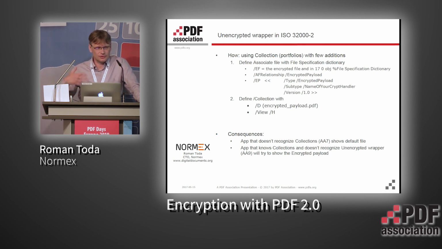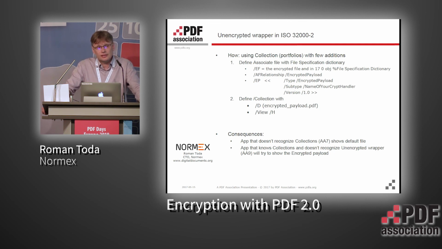If the viewer looks at the collection, looks at the default view, and goes straight to the associated file, which is the encrypted payload for us, and if he knows what to do with it, he decrypts it, and there you go, you have your encrypted file. If he doesn't know or doesn't recognize the encryption dictionary in the encrypted payload, he just shows the original file.